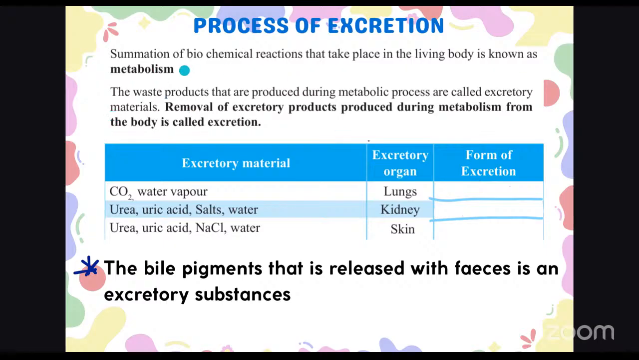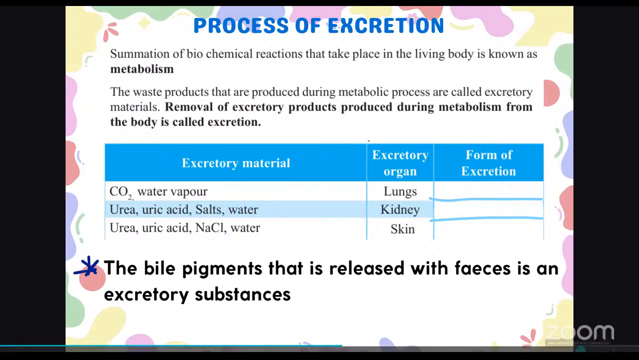You should know what metabolism is. Metabolism is the sum of all the biochemical reactions taking place in our body. Under metabolism, we have catabolism and anabolism, which basically means building up substances and breaking down substances. When you build up substances, you need ATP, so ATP is absorbed. When you break down substances, ATP is released. The addition of all these reactions is called metabolism. Removal of excretory products produced during metabolism from the body is called excretion.